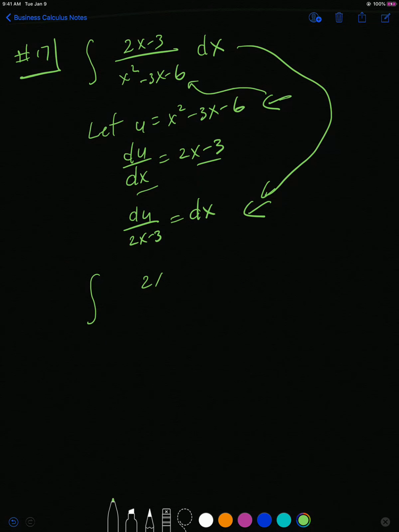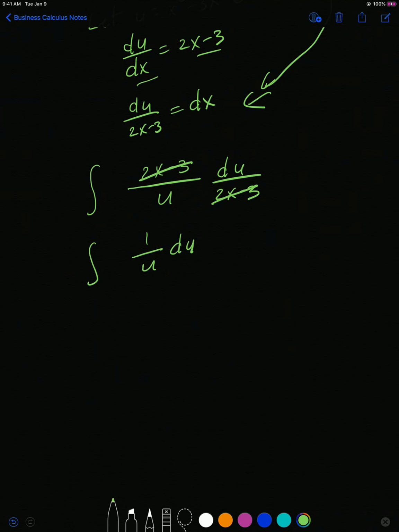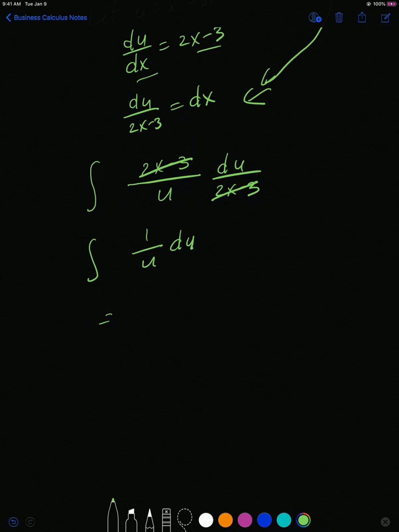The antiderivative of 2x minus 3 divided by u, times du divided by 2x minus 3. The 2x minus 3's will cancel, and so that's the integral of 1 over u du. This is the part that you have to remember. The 1 over u is a special integral. The answer is, drumroll please, ln absolute value of u plus c.